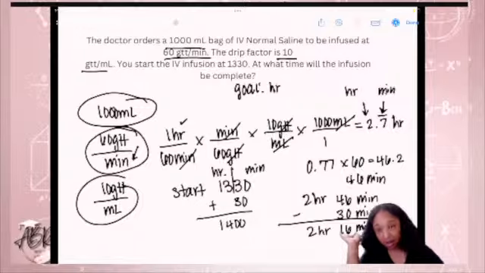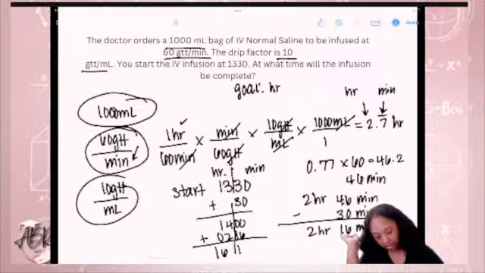So now I can easily add 2 hours and 16 minutes to my 1400. So 0 to 16 is going to be 16. That's your end time.